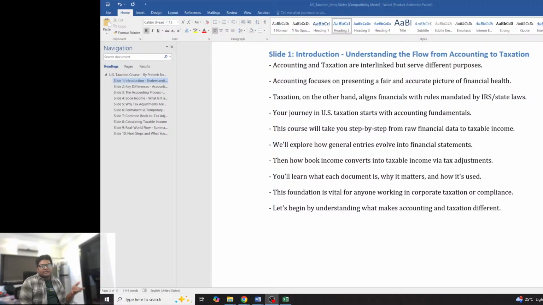Accounting and taxation are interlinked but serve different purposes. Accounting is done for transparency purposes, whereas taxation is done for compliance purposes. Accounting focuses on a fair presentation and picture of the financial health. Taxation, on the other hand, aligns financials with rules mandated by the IRS and state laws.